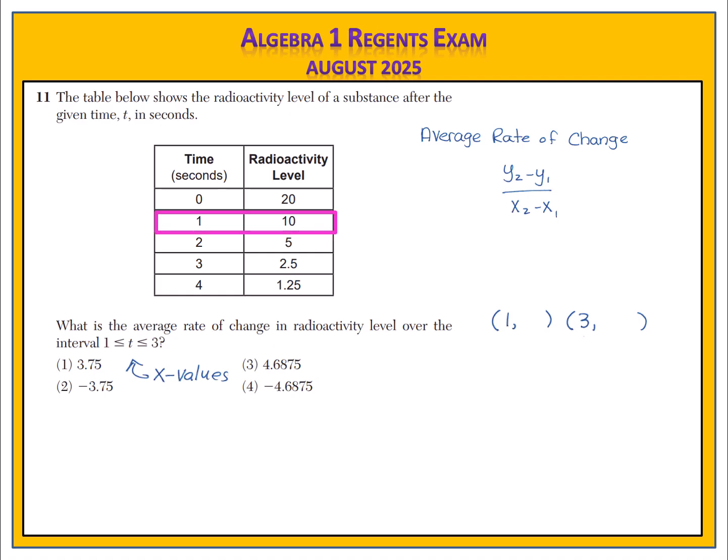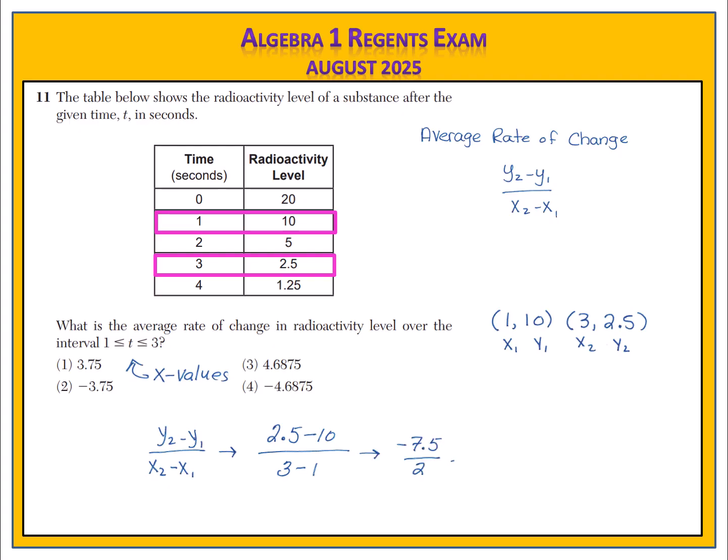The y values come from the table. When x is 1, y is 10. And when x is 3, y is 2.5. Those numbers go into our points. We label them x1, y1, x2, y2, and then substitute them into the formula. At this point, you can either calculate it by hand or type them directly into your calculator. When we do that, we see the average rate of change is negative 3.75.